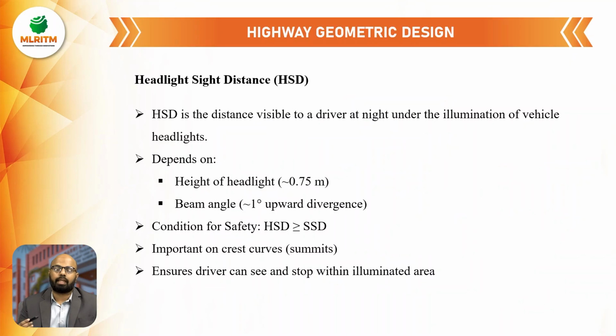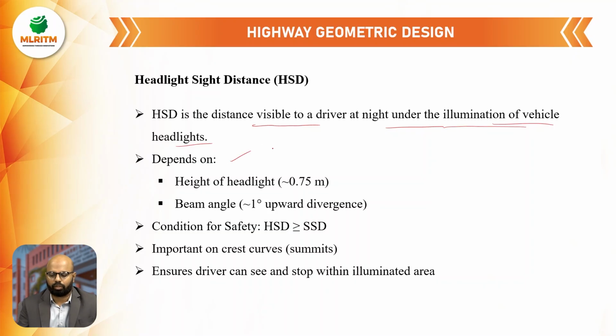Next is headlight sight distance. Headlight sight distance is mostly used in summit curves or crest curves. It is the distance visible to a driver at night under the illumination of vehicle headlights. At night time, as the vehicle moves, there should be sufficient sight distance in order to see the opposite vehicle. The visibility will be very low at night, so under the illumination of vehicle headlights you have to perceive that vehicle. That is the distance.